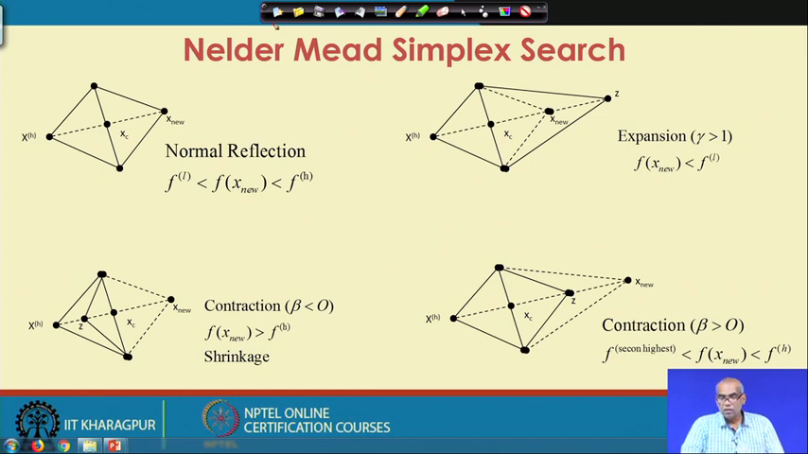Now, there is one more type of contraction which can be obtained with beta greater than 0. So, after regular reflection you see that the function value at the new reflected point is less than the worst point, but greater than the second or next to worst point.